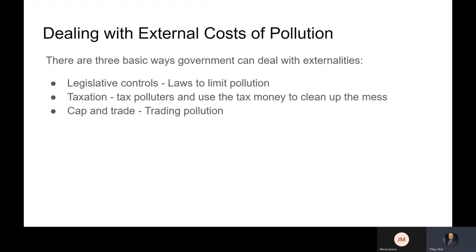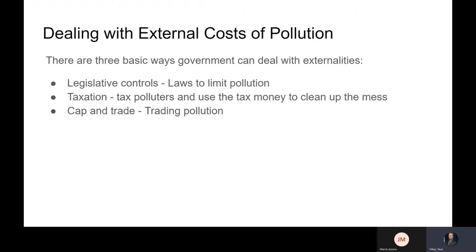So what does government have to do in order to manage externalities? What do they do to deal with it? Well, they've got really three options. You should be familiar with these three options. Legislative controls: put laws in place effectively to limit pollution. You can't produce any more than a set limit.